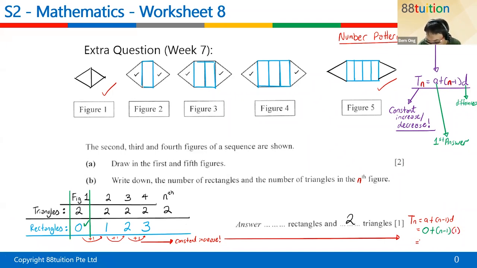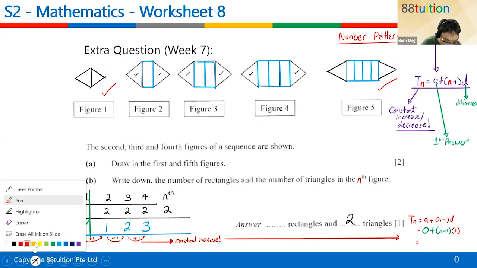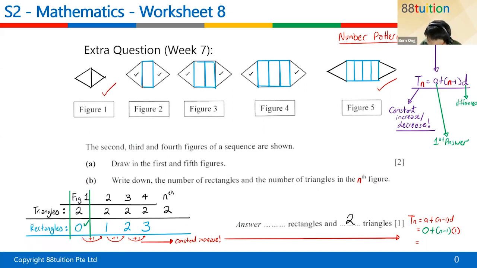So in Sec 1, you learn something called the rainbow method to expand. Sec 2, you also learn that. So 1 times n, 1 times minus 1. 1 times n is n, 1 times minus 1 is minus 1. So this is what you call the nth term answer. So it's n minus 1. So there's n minus 1 rectangles.